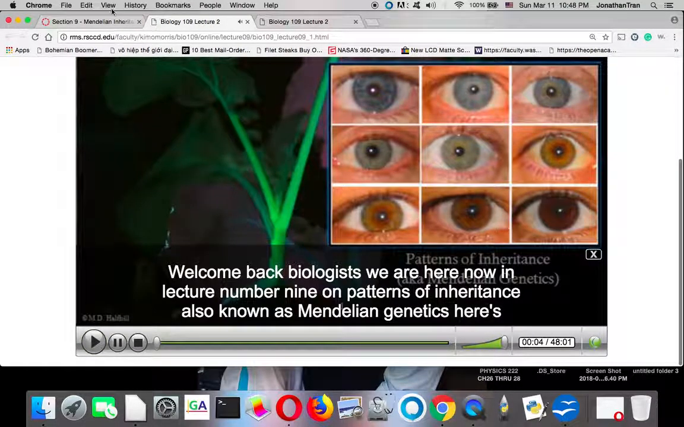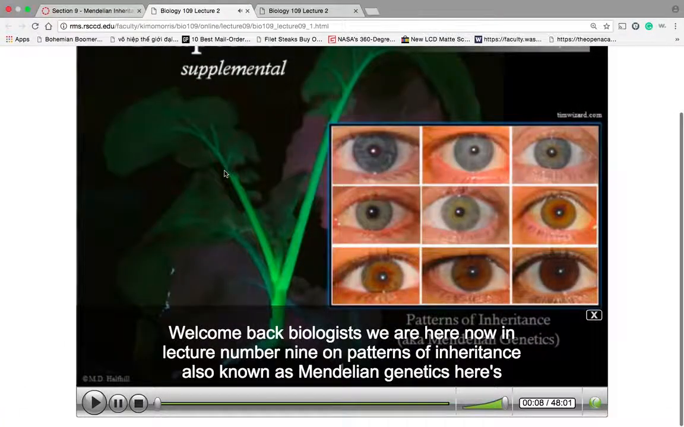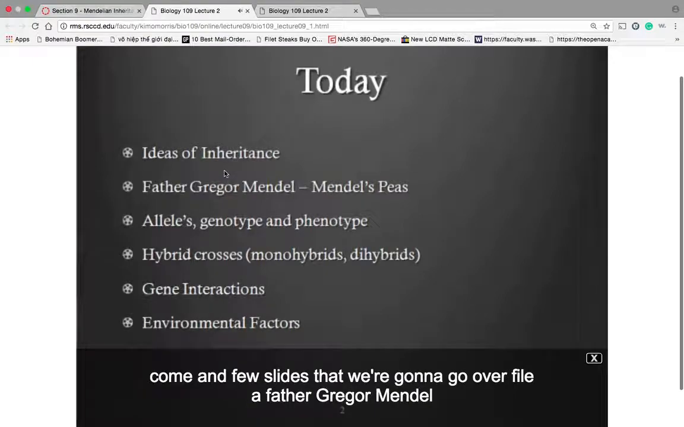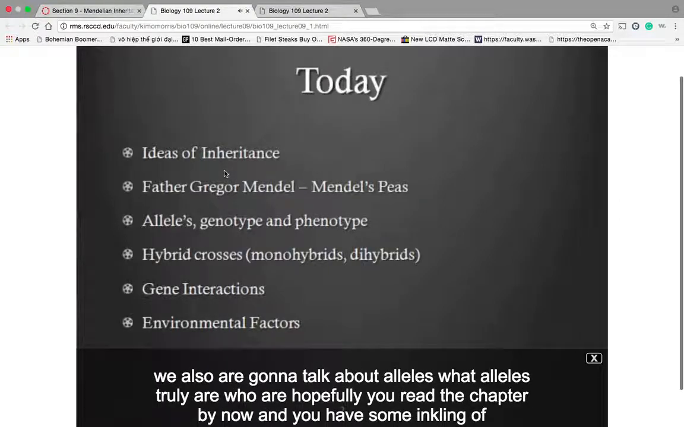Now at lecture number 9 on patterns of inheritance, also known as Mendelian genetics. Here's basically what we're going to cover in this lecture. We're going to talk about different ideas of what inheritance means, and just briefly we're going to cover that in a few slides. Then we're going to go over Father Gregor Mendel. He is the guy around which this entire lecture is based, and he did most of his studies of genetics and inheritance using pea plants.